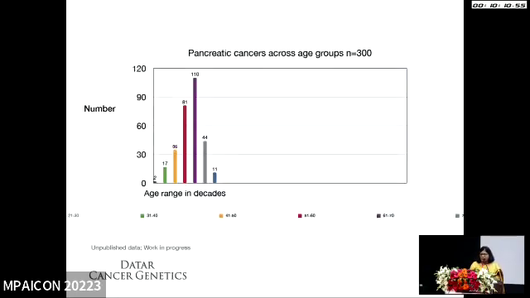So this was across the age groups, just to show you that this is decade wise. The first bar is 21 to 30, the second one is 31 to 40. You can see that the commonest cohort was in the 61 to 70 age group.